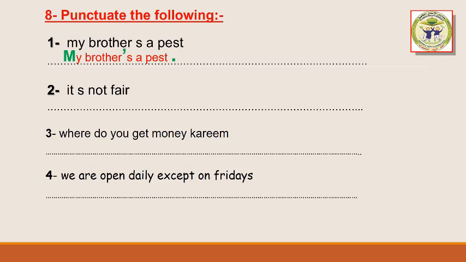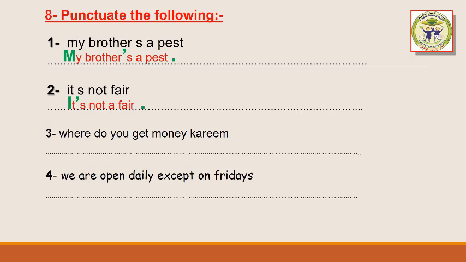Number 2. It isn't fair. I will capitalize the letter I in it because it is the beginning of the sentence, and put an apostrophe between it and the letter S because it is the abbreviation of is, and put a full stop at the end of the sentence.